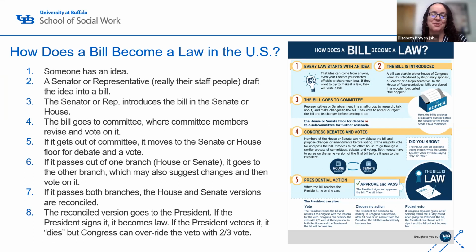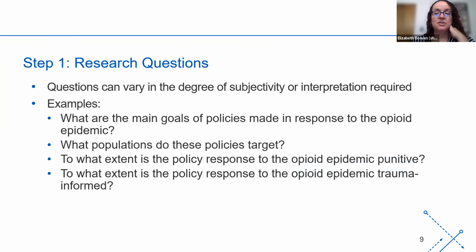Then finally, it goes to the president. The president signs it, and now it's a law. So that's the process. The president also has the ability to veto it, in which case it does not become law unless Congress chooses to override that veto, which they need a two-thirds vote. So that's just a little bit of background that may be relevant as I dig into a little bit more of my example. If there aren't any questions, I'm going to continue with our steps of policy mapping.